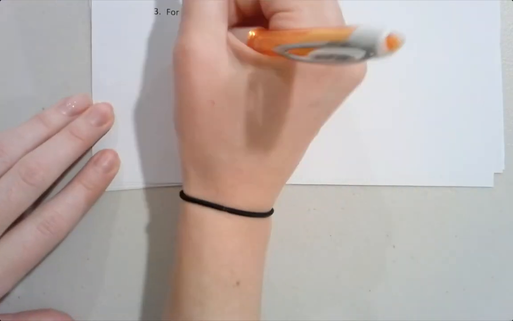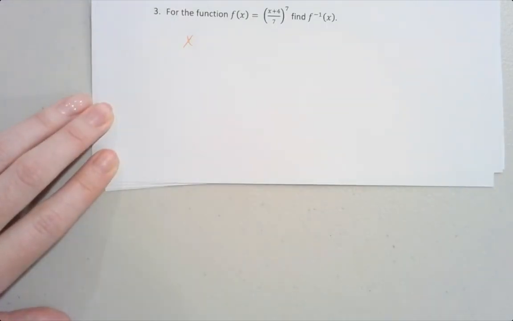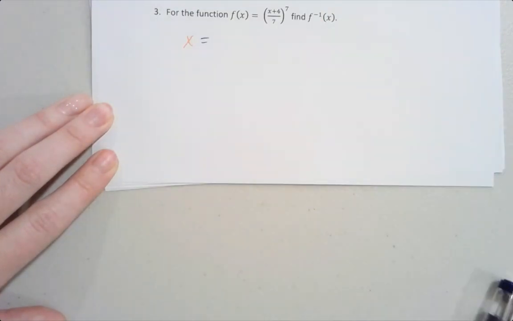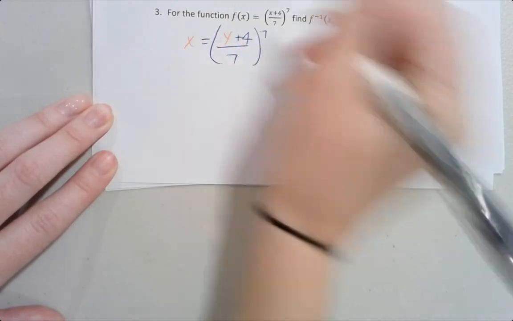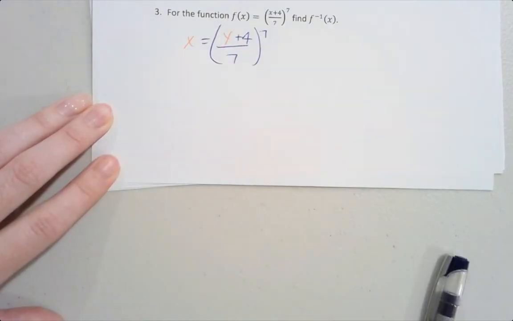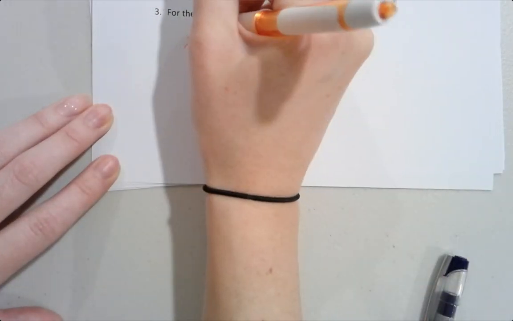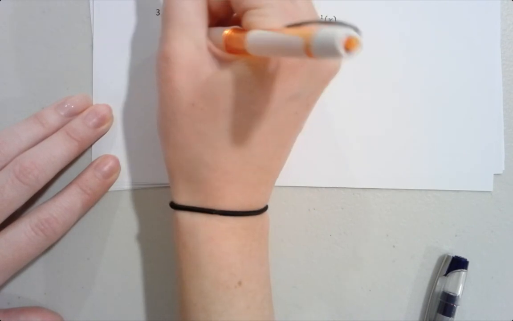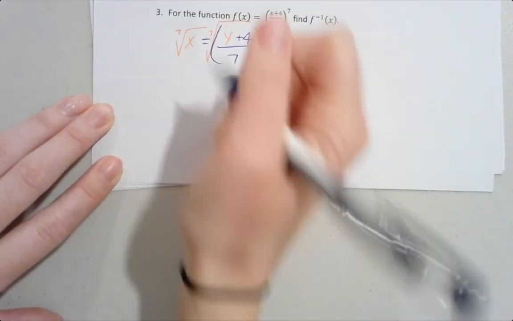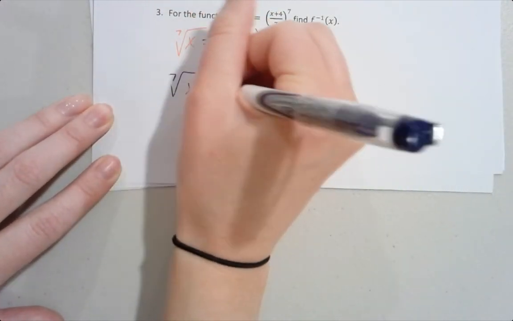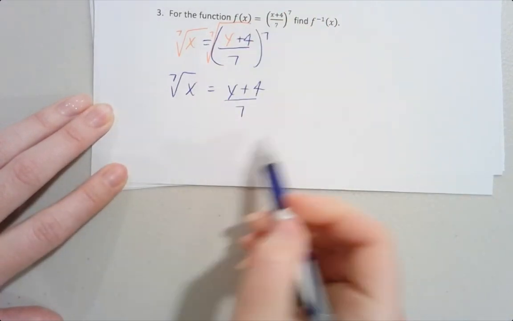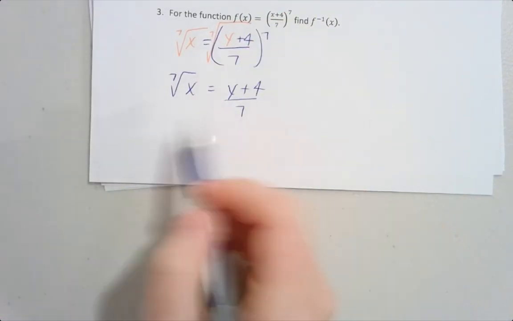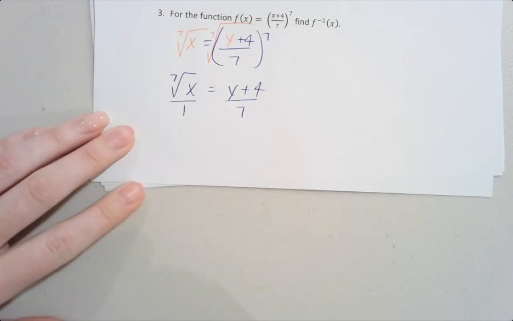All right, last one. x is equal to y plus 4 all over 7, all raised to the 7th power. I got to get rid of that 7th power. So we're going to 7th root everybody, this whole side and this whole side. So I've got the 7th root of x is equal to y plus 4 all over 7. Now I can deal with this fraction. Again, you can cross multiply if you just put this guy over 1.